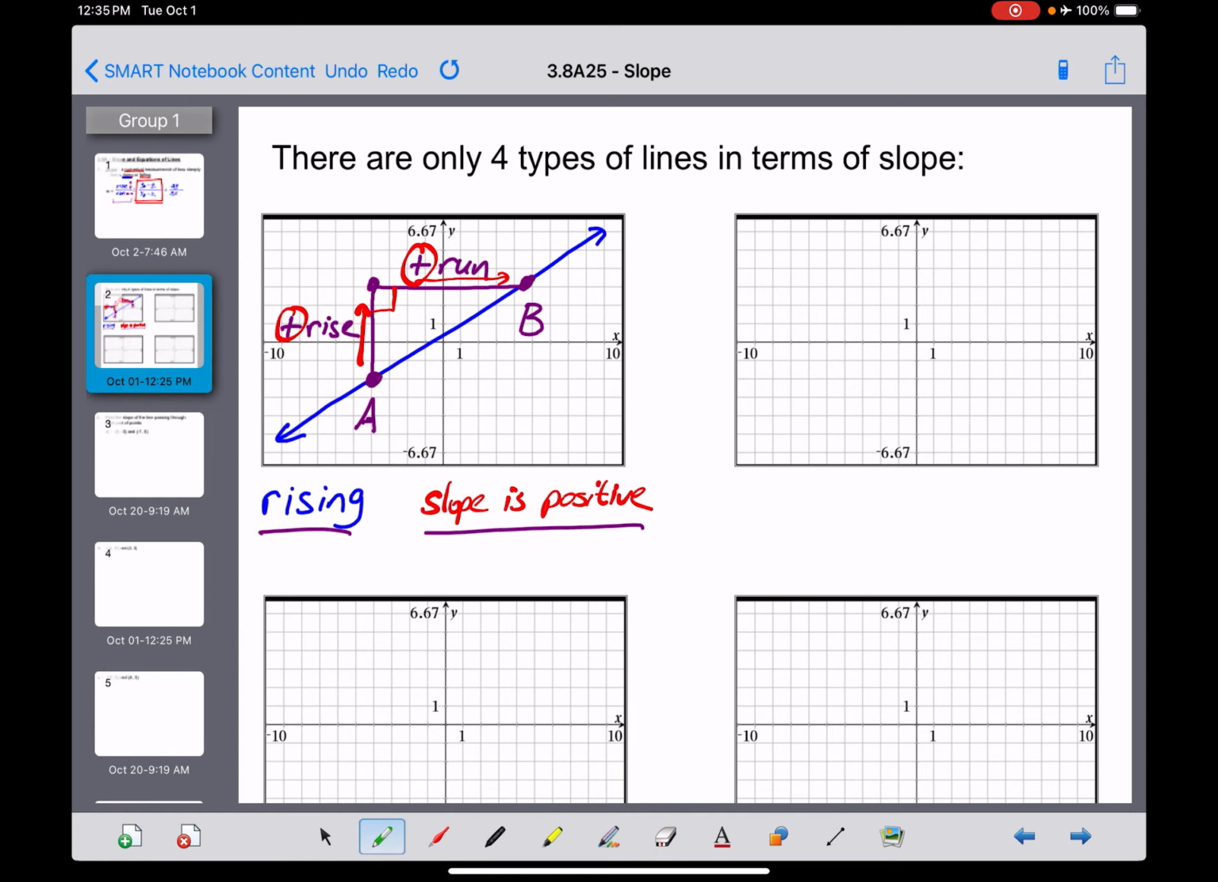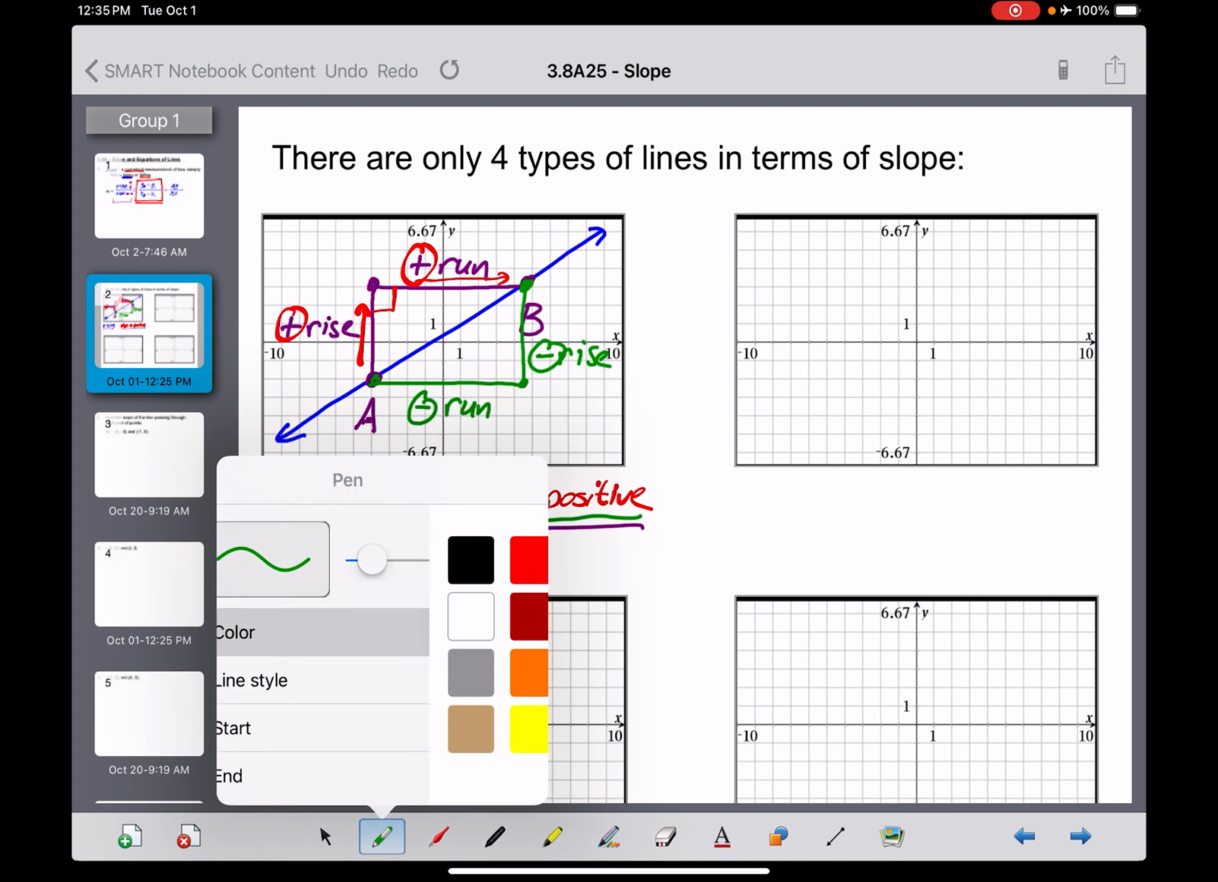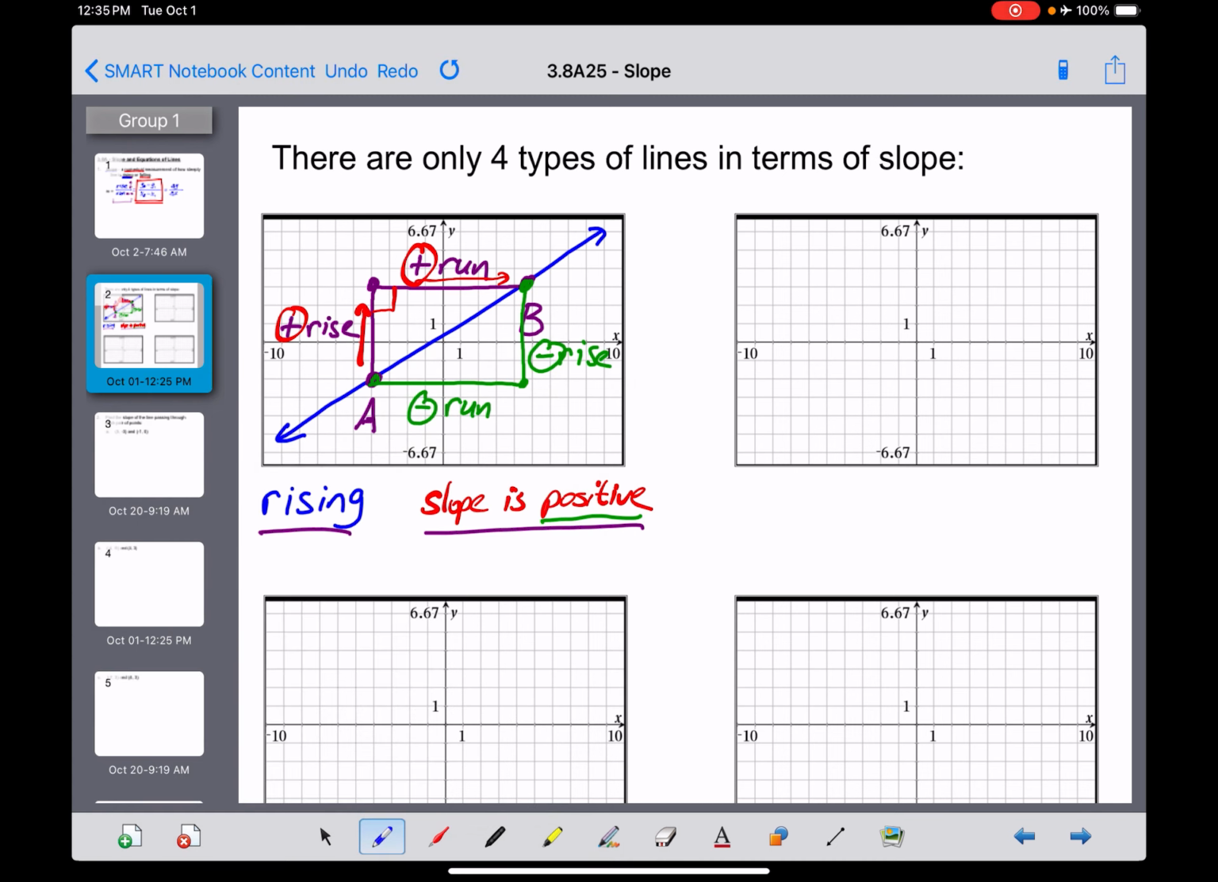Now, I wouldn't put this in your notes if I was you guys, because this gets a little bit confusing, but if you went backwards from point B back to point A, your first move in this case would be to go down. That would actually be a negative rise, and then we would move back over to the left, which would be a negative run. And if you divided negative rise by negative run, well, a negative divided by a negative is still going to be positive. So it doesn't matter whether you're going from A to B or B to A, the slope of a rising line will be positive.